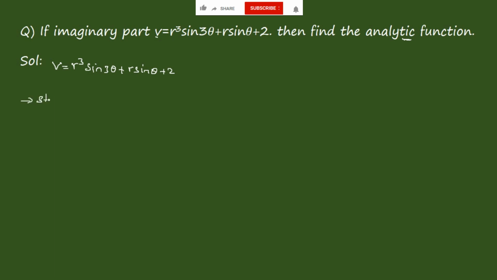Going to step 1, f dash of z is equal to du by dr plus i into dv by dr. Now going to step 2.